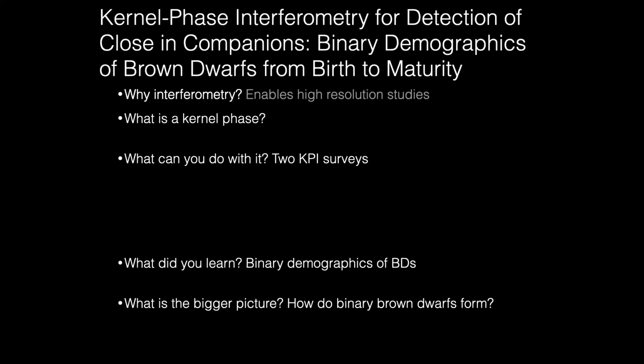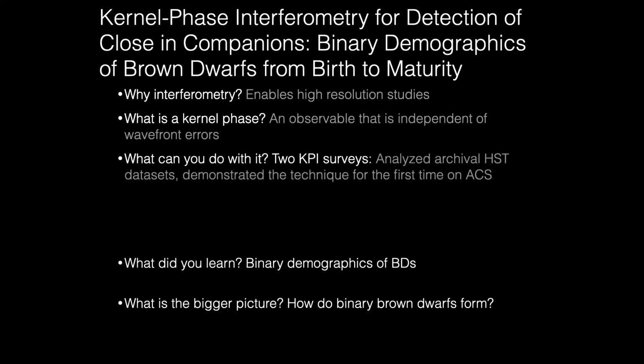Interferometry really enables us to do these very high resolution imaging studies. And a kernel phase is an observable, so something that we calculate from our data that is independent of wavefront errors that would cause this blurring that you see in regular imaging. So what did I do with it? I did 2 big kernel phase interferometry surveys analyzing archival Hubble Space Telescope data and demonstrating the technique on a new camera for the first time at the shortest wavelength that it's ever been used at.